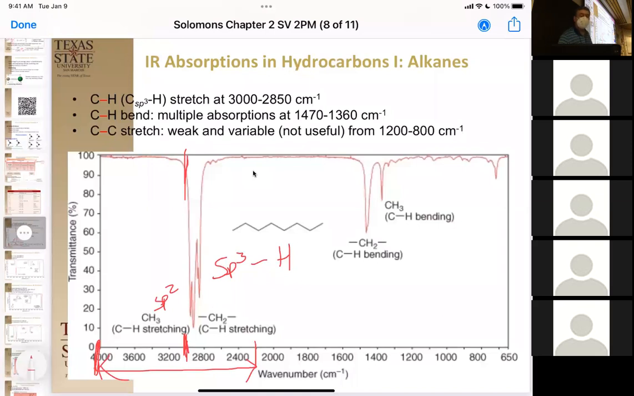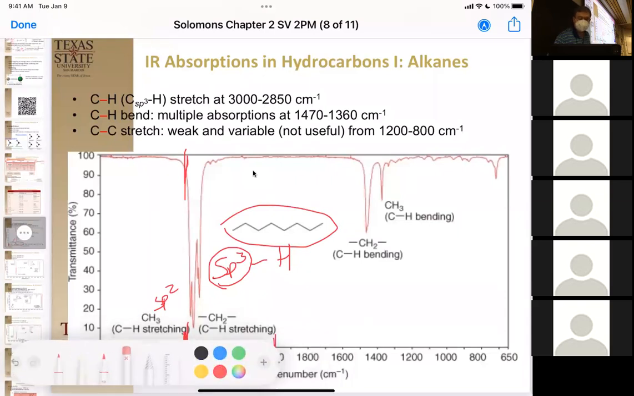What we're saying here is that because of this, we have an sp3 hybridized carbon, which means we have no double bonds and no triple bonds. Let's make sure that's true. So let's go to our triple bond region, which is 2500 to 2000. Oops, sorry, that's 2500, it's down here. Let me erase that.